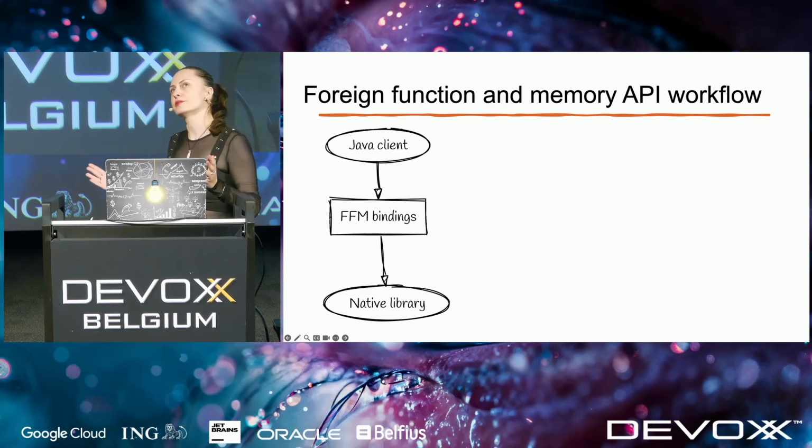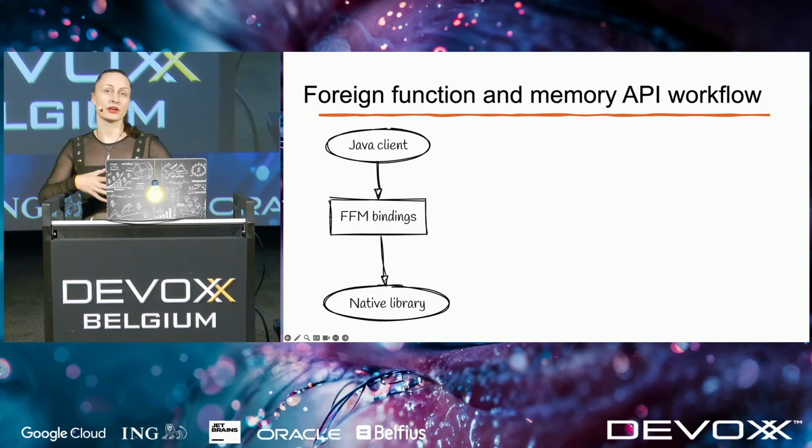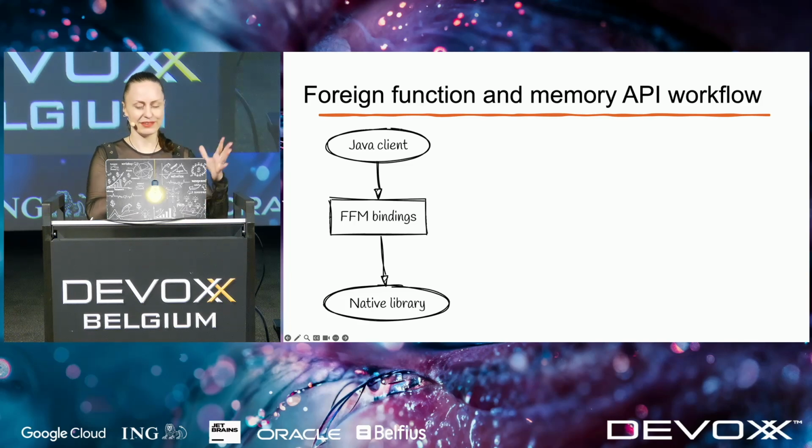And we all know that its aim, being part of Project Panama, is to replace JNI in the long term with a new low-level API, which allows you to describe and link functions in a better way using method handles.